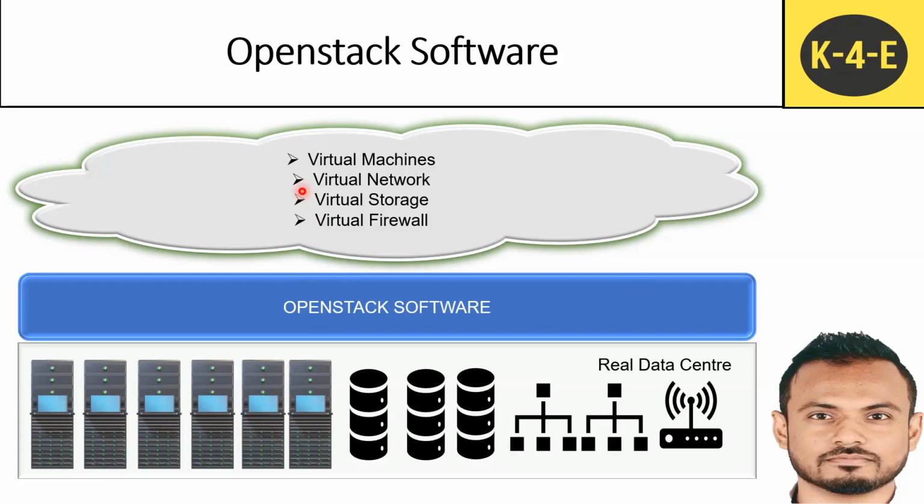And then what are you actually going to provide as a service to customers? To customers, you are going to provide virtual machines. You will provide them virtual network, virtual storage, virtual firewall. All these are the infrastructure as a service, and these are in virtual format. So this is your OpenStack outcome, what you actually provide to your customers.